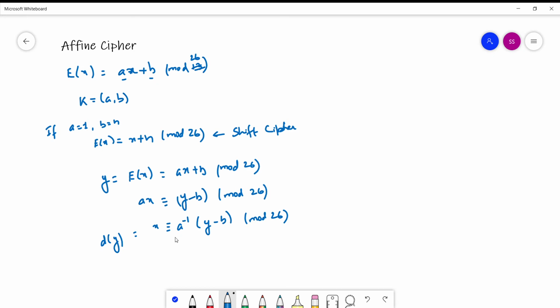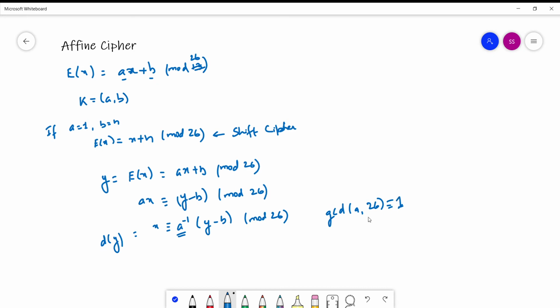So here we are getting a inverse. For a inverse to be valid, means if you want to get a value of a inverse, this a should be co-prime with 26. This is the condition which we learned when we were talking about how to find the multiplicative inverse of a number. So a and 26 should be co-primes. Co-prime means they are relatively prime, means they don't have any common factor. So GCD of a and 26 should be 1. Okay, so this is the condition here.